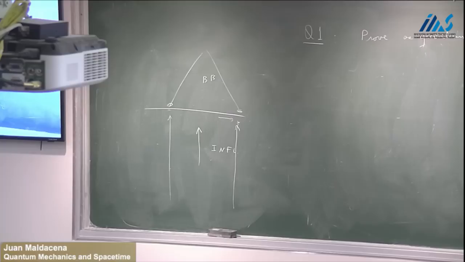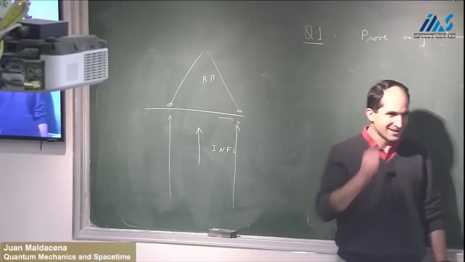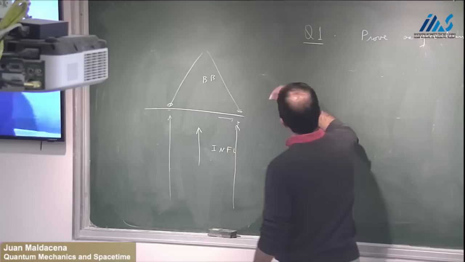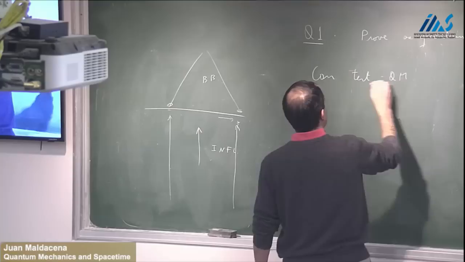Could we have a Bell inequality test in cosmology? Could we have something that would really work? Okay, so the question is, can we have a test, at least in principle, of quantum mechanics similar to Bell inequalities?